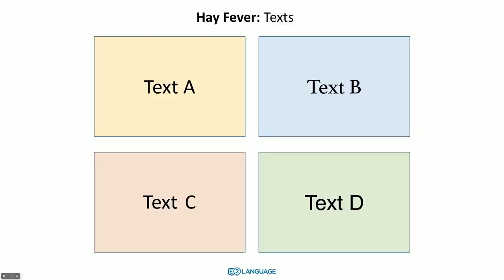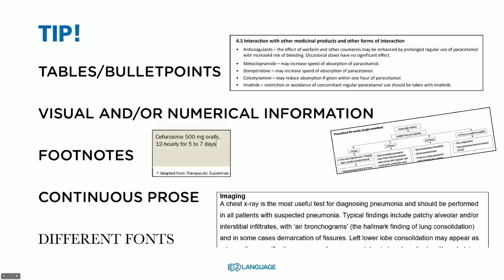Text A, for example, might be a definition. Text B might be about treatment. Text C might be about a particular patient, and text D might be some sort of visual illustration or graph. Just be mindful that you might see tables with bullet points. As I mentioned, you will see a visual or numerical information in at least one of the texts.